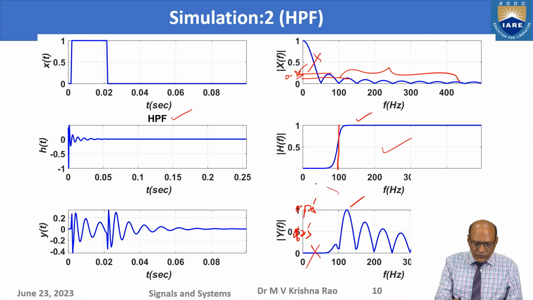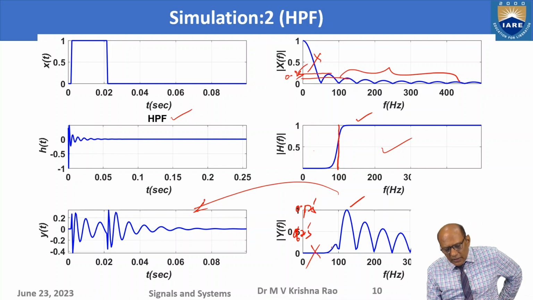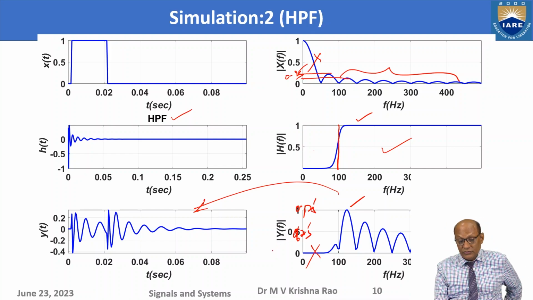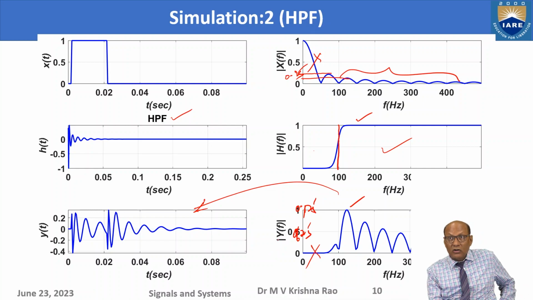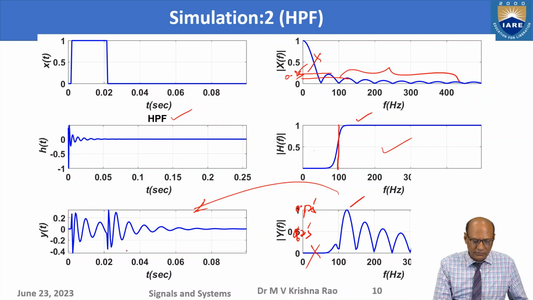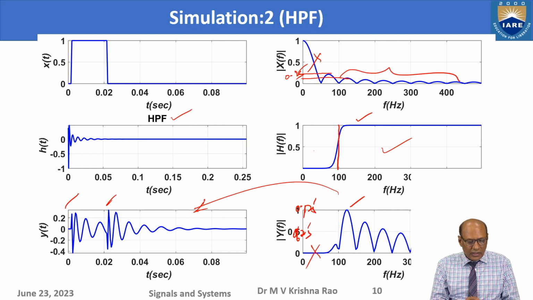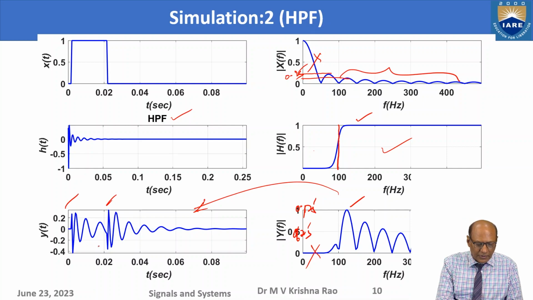When you transfer this into the inverse Fourier, I should take Y of f, not the modulus of Y of f. I should include the phase also there. Then you take the inverse Fourier transform, and you will get this kind of signal. Here again you can identify the edges with sharp changes, and the impulse response oscillations are appearing here and here.